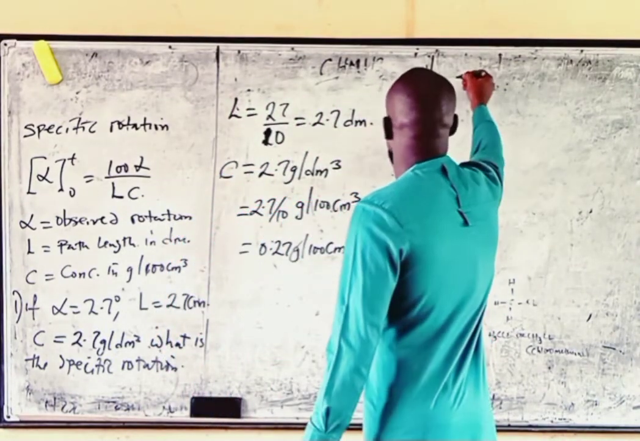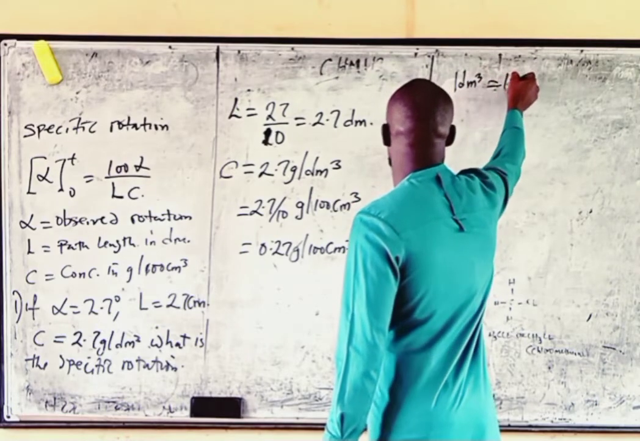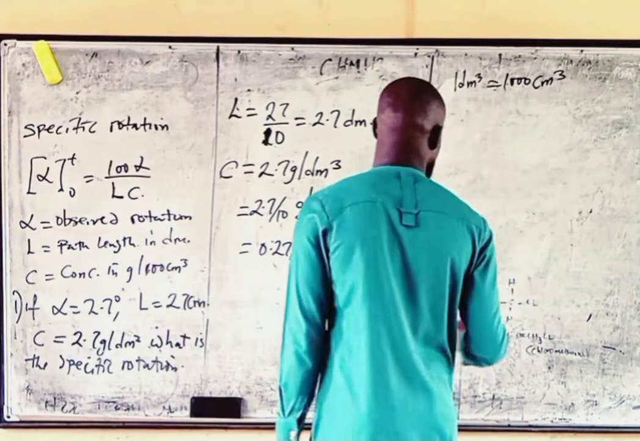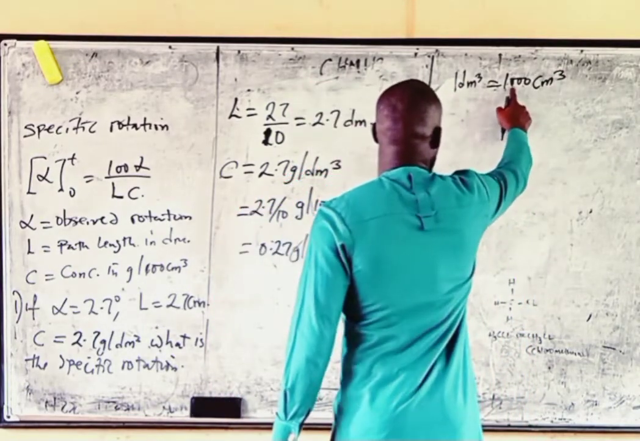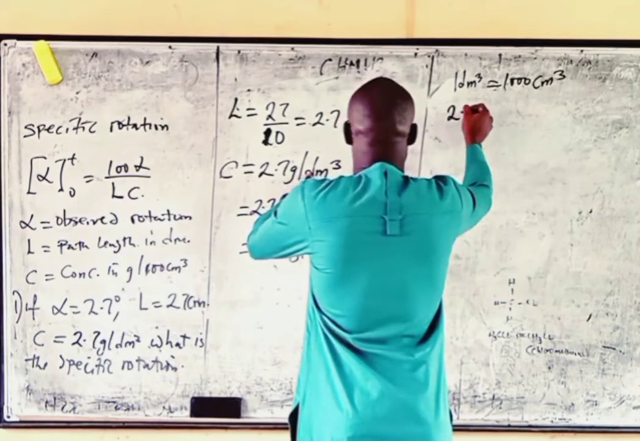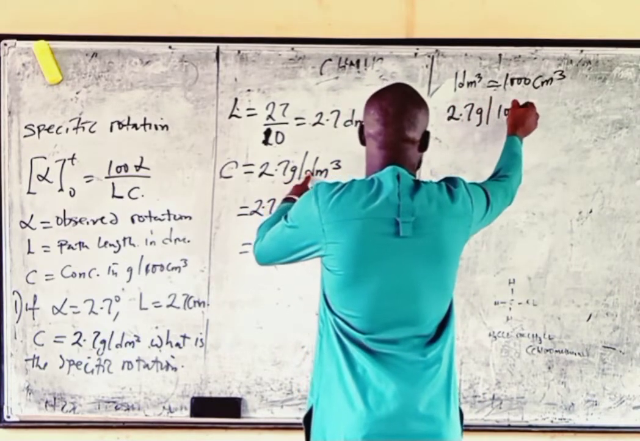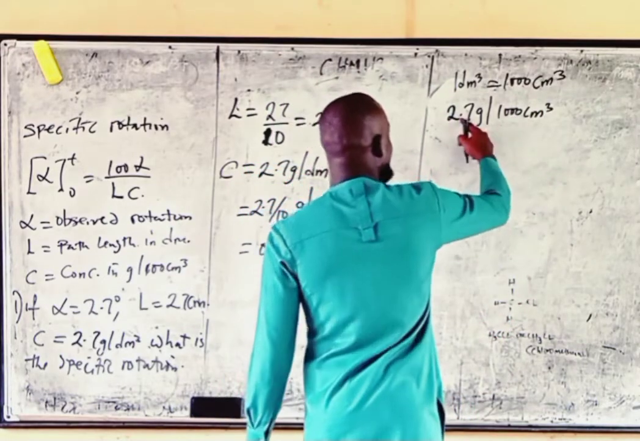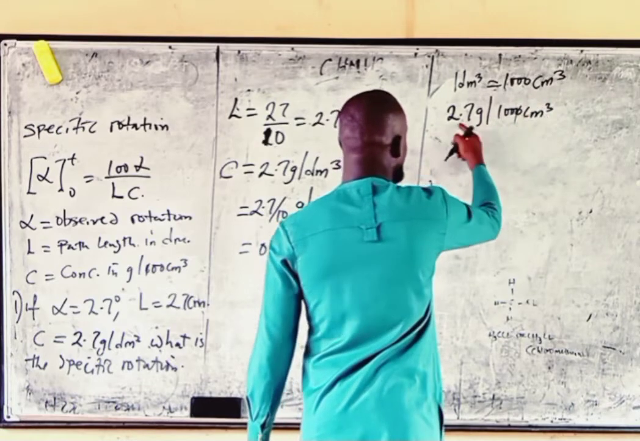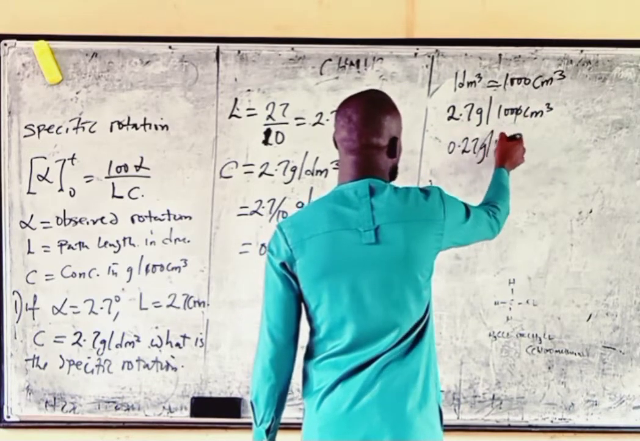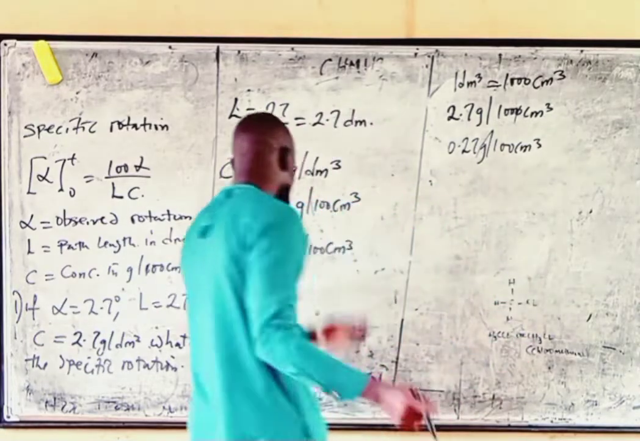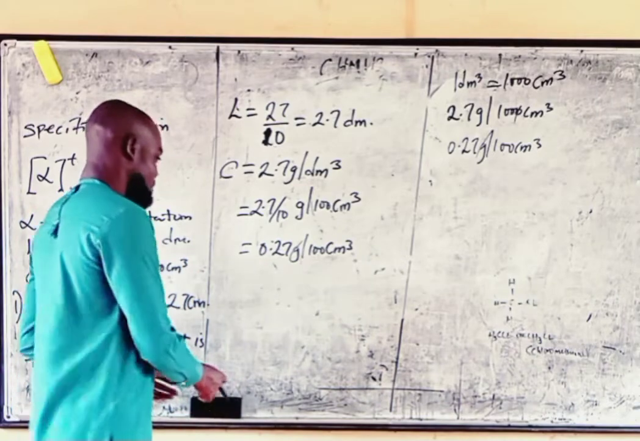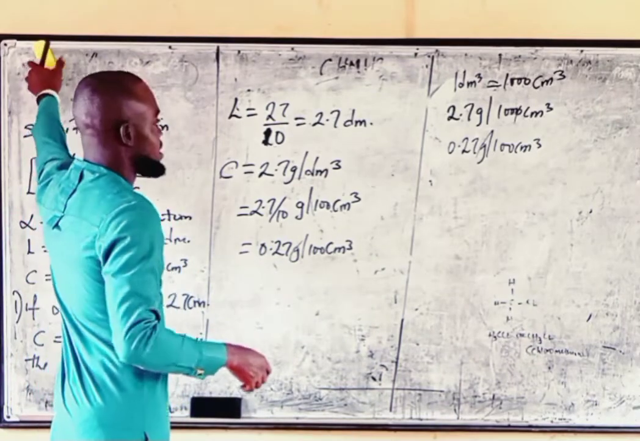Now, how actually is that done? Look at how it's done. 1 dm cube is equal to 1000 cm cube. You see all that? And we are looking for 100 cm cube. So we have 2.7 grams per 1000 cm cube, because 1 dm cube is equal to 1000 cm cube. So you divide both sides by 10, and we get 0.27 grams per 100 cm cube. That's how it is done. So when you want to go from grams per dm cube to grams per 100 cm cube, just divide it by 10, and you're going to have the correct answer.